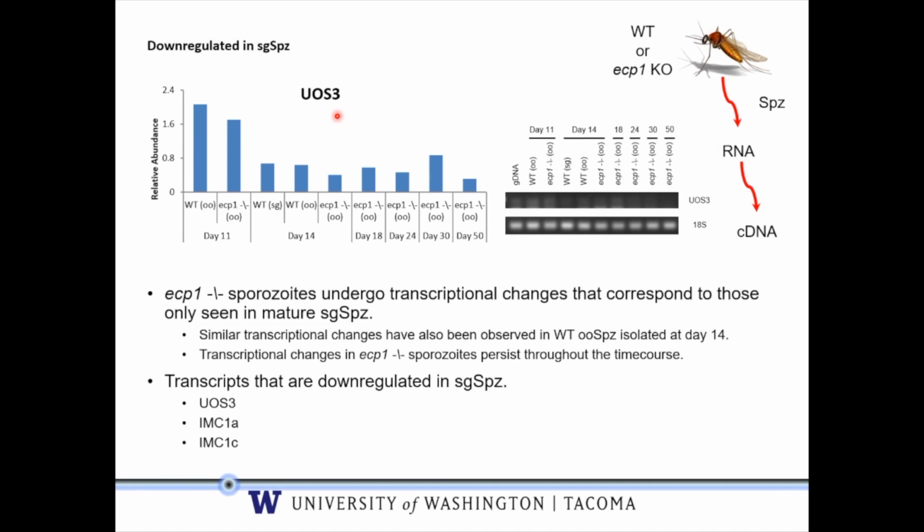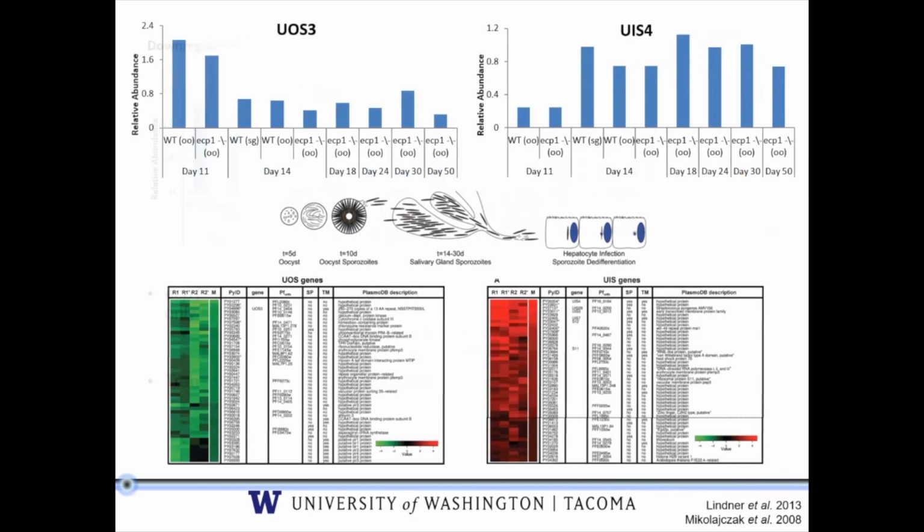In contrast, UOS genes, which should only be on when the sporozoites are in the oocyst, were indeed on at day 11 and turned off for the remaining parts of this assay, and that was true for the variety of different UOS genes that we examined. This implies that these ECP1 knockout sporozoites are indeed undergoing transcriptional changes, and that corresponds to what we would expect to see given the data that's available.